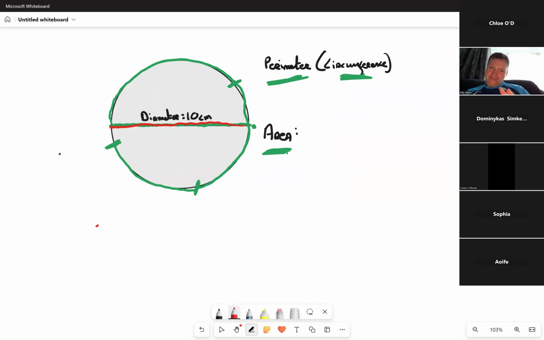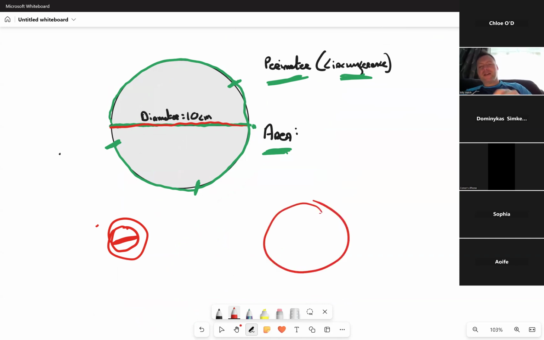Is that fair enough, lads? So in every single circle, look, in this circle, the diameter wraps around the circumference 3.14 times. I'm just going to round to 2 decimal places. In this circle, same again. In the teeniest, tiniest circle, the diameter wraps around the circumference 3.14 times. In the biggest circle that you could imagine, the diameter wraps around the circumference 3.14 times.